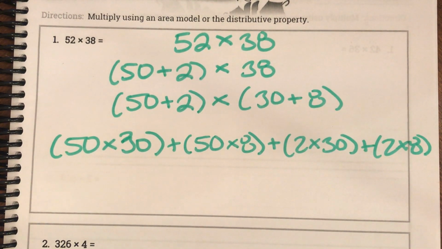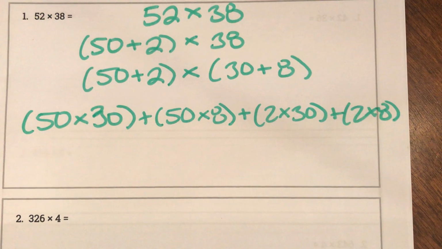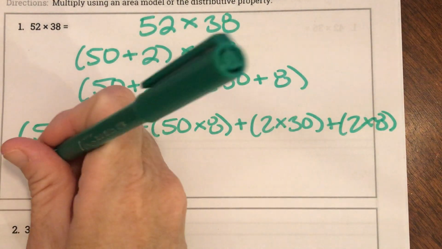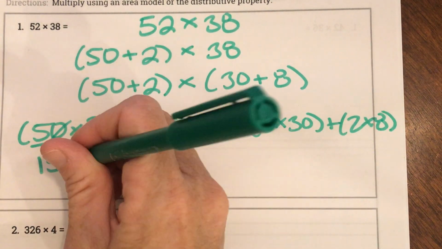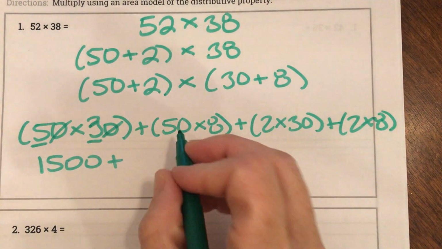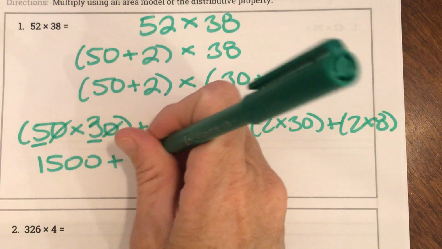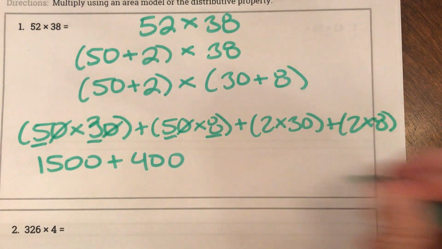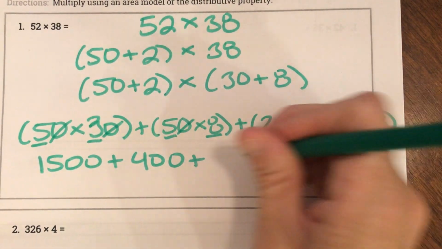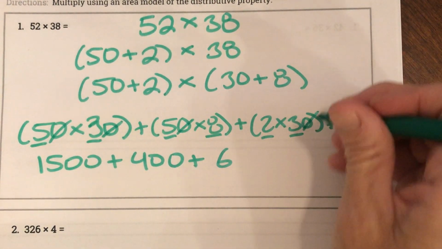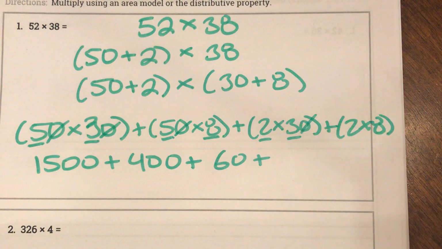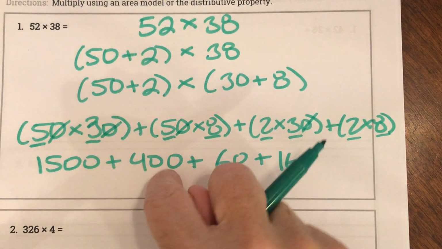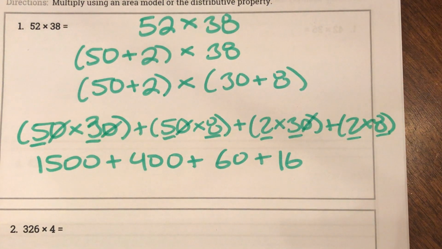Okay, so now we can solve using that zero trick, which makes life pretty easy, or easier. 5 times 3 is 15, and add your 2 zeros. 5 times 8 is 40, and add your 1 zero. Plus 2 times 3 is 6, and add your 1 zero. Plus 2 times 8 is 16. So we have 4 partial products.